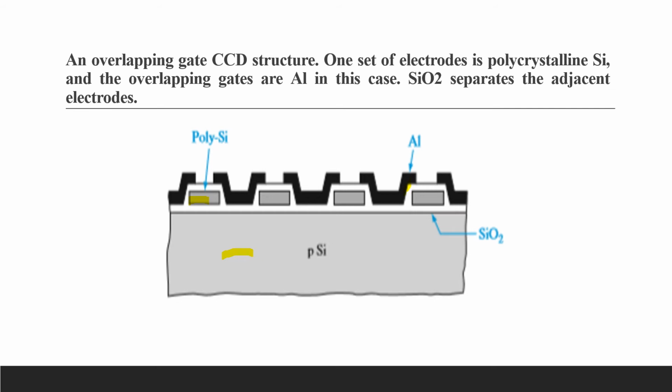So you must have understood from this figure that an improvement can be made by using an overlapping gate structure, and this can be done with polysilicon electrodes separated by a silicon dioxide layer, or with alternating polysilicon and metal electrodes, that is, one polysilicon, then a metal electrode, then polysilicon, then a metal electrode.